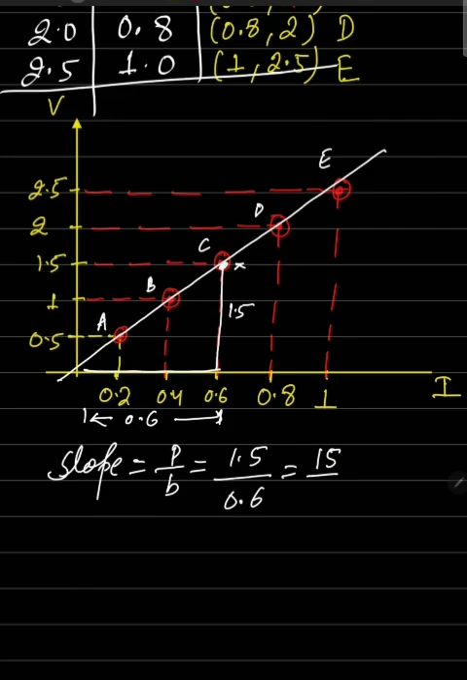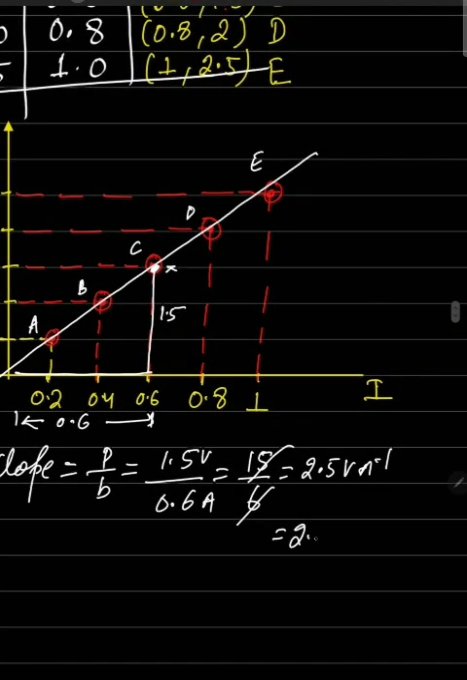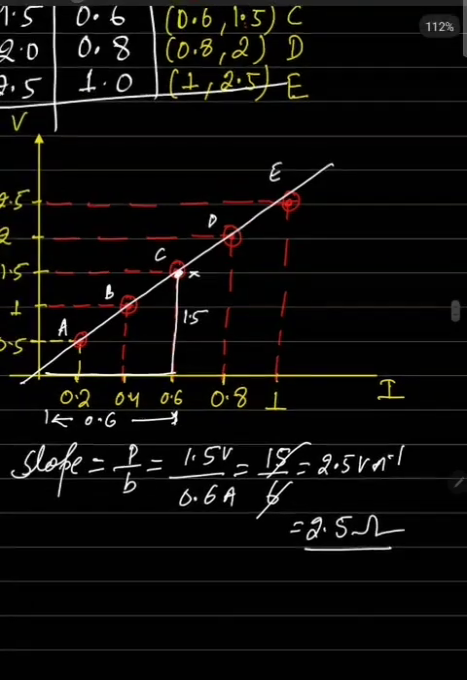So we will get 1.5 by 0.6, so it will come 2.5. And what will be the unit of this? This is in volt and this is in ampere. So we will get volt per ampere, and volt per ampere is also known as ohm. So 2.5 ohm we are getting.